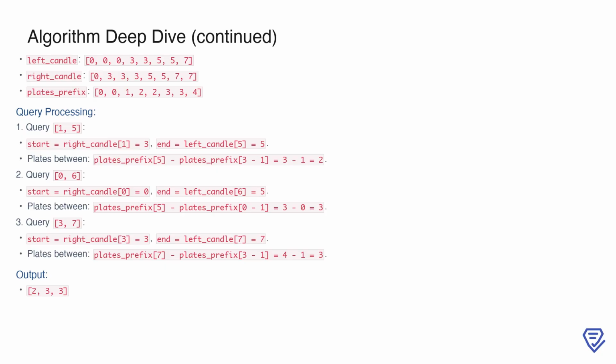Now, for the first query [1,5], the nearest candles are at indices 3 and 5. The number of plates between them is calculated as plates_prefix[5] minus plates_prefix[3 - 1], which equals 3 minus 1, equals 2. For the second query [0,6], the nearest candles are at indices 0 and 5, and the plates between them total 3. Finally, for [3,7], the nearest candles are at indices 3 and 7, resulting in 3 plates. The output for all queries is [2, 3, 3].